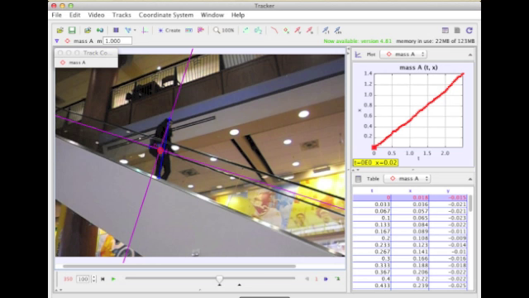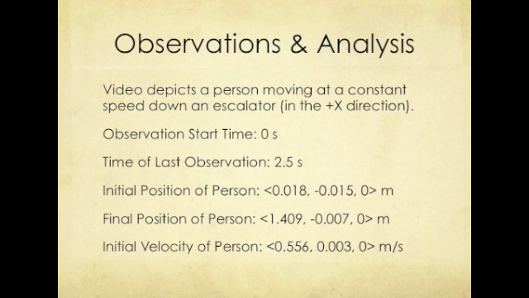Within Tracker, I specified the video frames, in this case 75 frames total. Next, I specified a time step of 0.033 seconds. After that, I used a calibration stick to specify the length of my person in meters. And finally, I set up the coordinate system so that the person was moving along the positive x-axis. Using point mass, I was able to follow the motion of my person on Tracker and extracted data that I would later use to plot the observed position versus time.